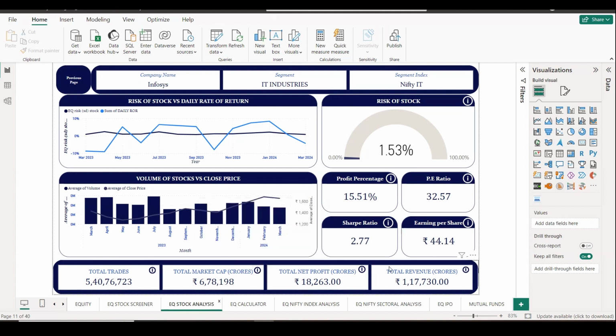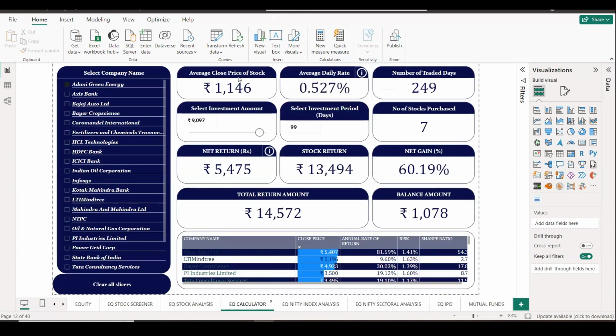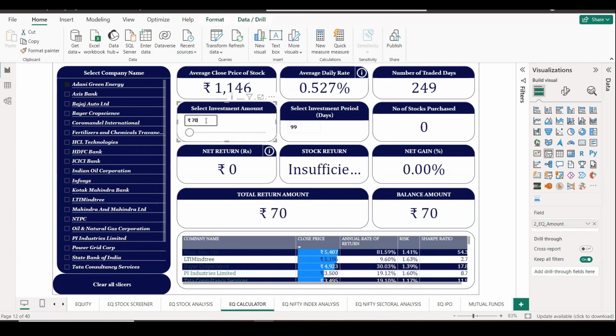So let's move on to the next page here. The EQ calculator is a selection page where an investor has to select the amount he has in hand. Let's just say I have 1 lakh rupees with me.